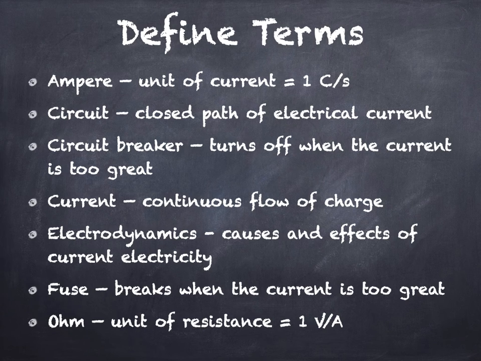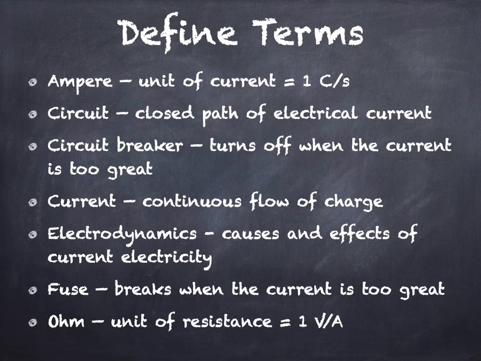A circuit breaker turns off when the current is too great. We're going to talk about that more when we talk about concepts. There's your definition. It's a switch. Current electricity refers to the continuous flow of charge. Remember, with static electricity you may get flow, but it's not continuous flow. Electrodynamics is the causes and effects of current electricity. Dynamics has to do with energy or power or movement.